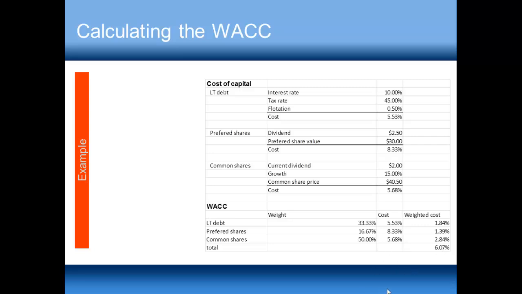Now, if each one of these sources had exactly the same weight, if I was using 1/3 in long-term debt, 1/3 in preferred shares, 1/3 in common shares, we would not have to go through the whole weighting process. We could just do an average, basically. It's 5.53 plus 8.33 plus 5.68, and divide that by 3, and that would work. Because each source is not equally weighted inside of the capital structure, that's why we need to go through the weighting process here in order to see the impact on the total weighted average cost of capital.